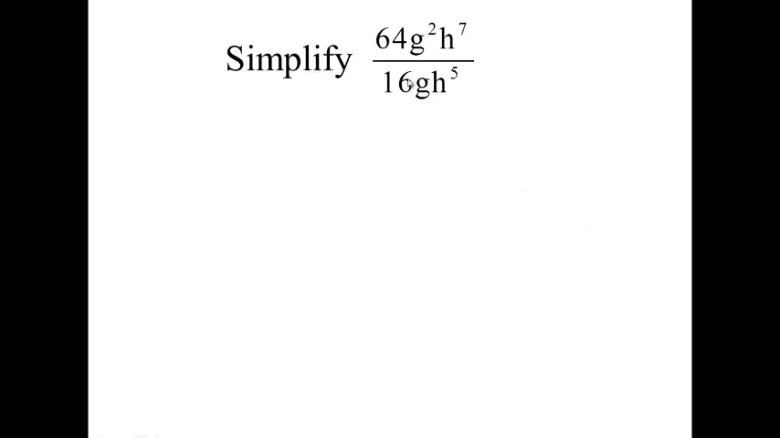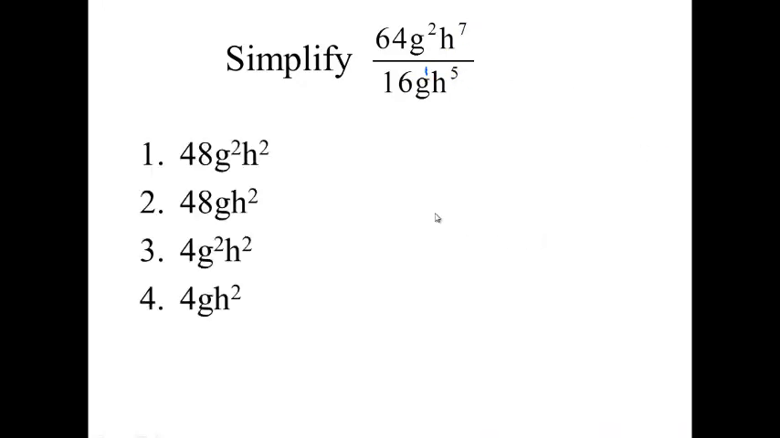Alright, next example. Again, I have here coefficients 64 and 16. So when you divide, just divide like a regular number. 64 divided by 16, and then g^2 divided by g raised to 1. Then h^7 divided by h^5. So now we have here 4 options. So first, let's divide 64 by 16. So 64 divided by 16 will give us 4.